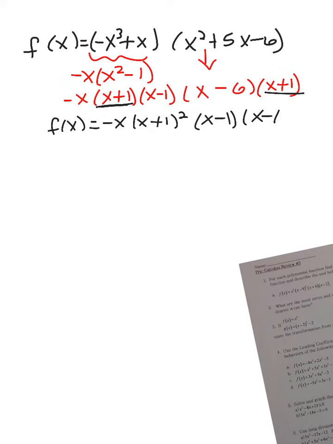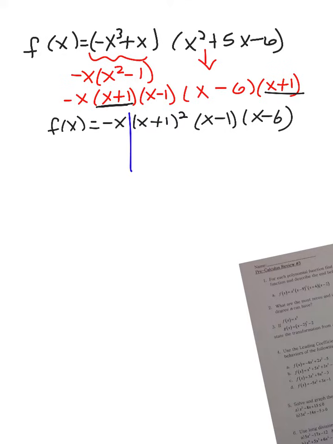Okay, so for b, it is not in factored form, so I have to get it in factored form. For the first parentheses here, there's a GCF and it's negative x times x squared minus 1. And then I can factor that again, it's a difference of squares, so it's x times x plus 1 times x minus 1. And then this here factors and becomes x minus 6 and x plus 1. So we have here f of x is equal to negative x, x plus 1 squared, x minus 1, and x minus 6.